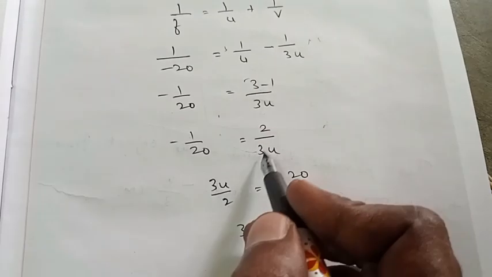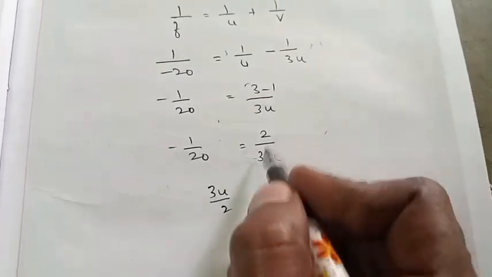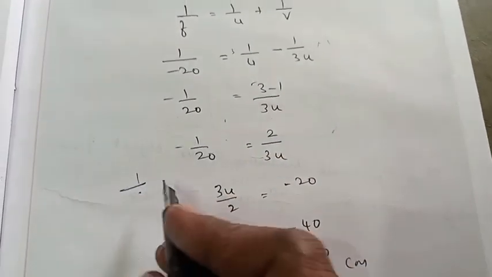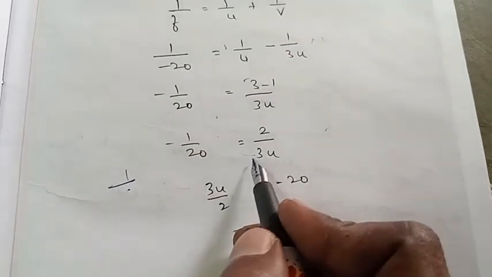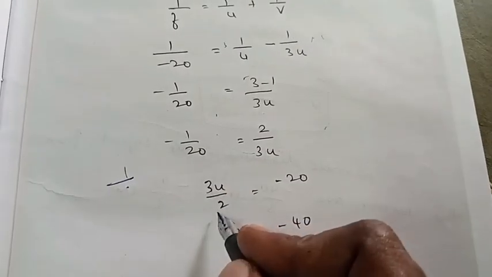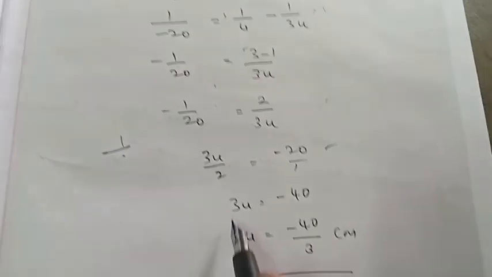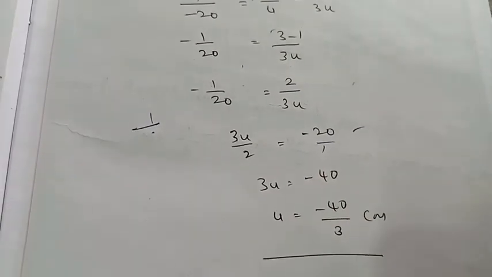So 3u divided by 2. Cross multiplication: changing the numerator to 1 divided by, okay. That means the numerator comes to the denominator and the denominator comes to the numerator. So 3u is the numerator, and divided by 2 is the denominator, equal to minus 20 divided by 1. That means minus 20. So 3u is equal to minus 40. u is equal to minus 40 by 3 centimeter. That's all.